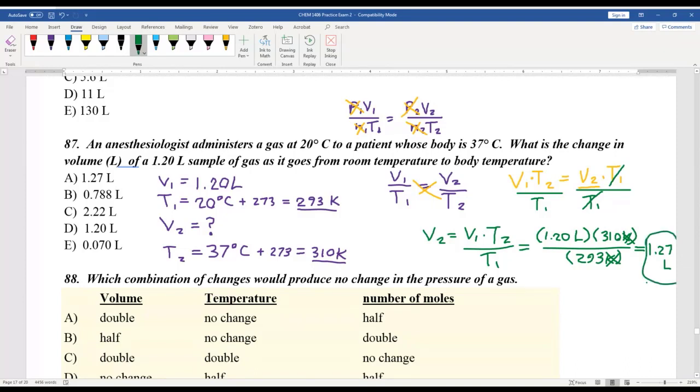Now the only evil thing about this is that's not actually your final answer, because it doesn't ask for the final volume. It asks for the change in volume. What is the change in volume? So to get the change in volume, I have to subtract 1.20 from 1.27. Yep. And that gives you 0.07.